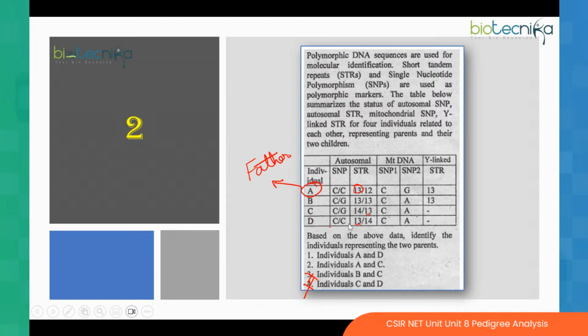Now, in the autosomal SNP, we see here that individual C is homozygous recessive.